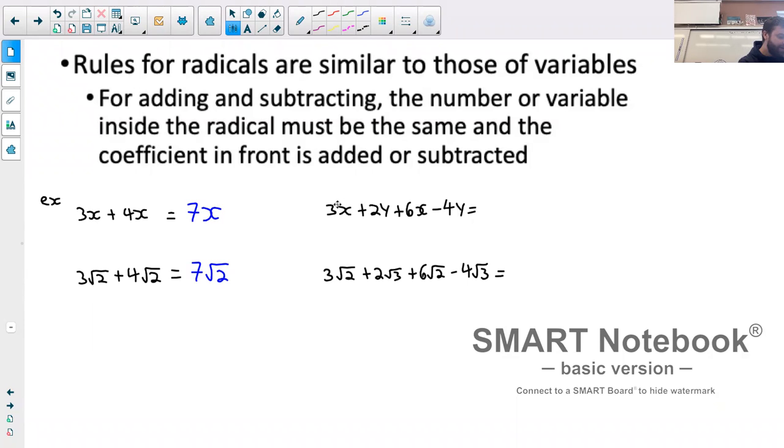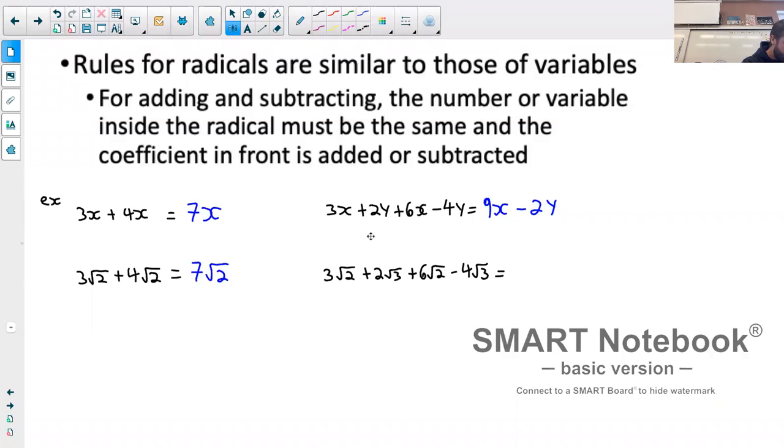Now here's another one with variables. So once again, with variables, we had to add like terms. So we'd have to add our x's together and our y's together. So 3x plus 6x is 9x. And then 2y minus 4y would be negative 2y.